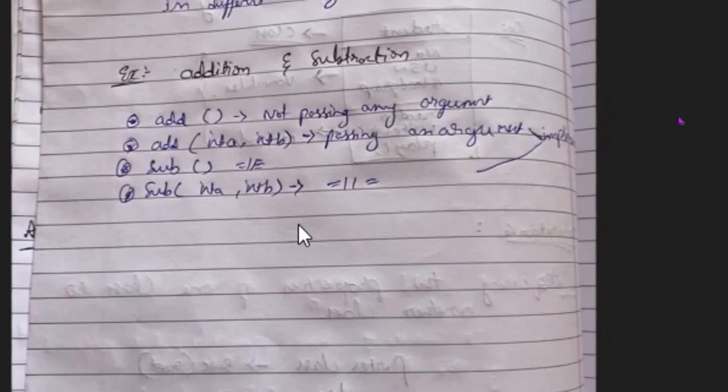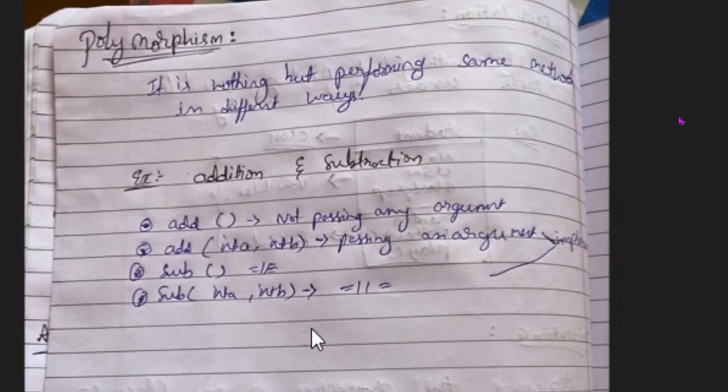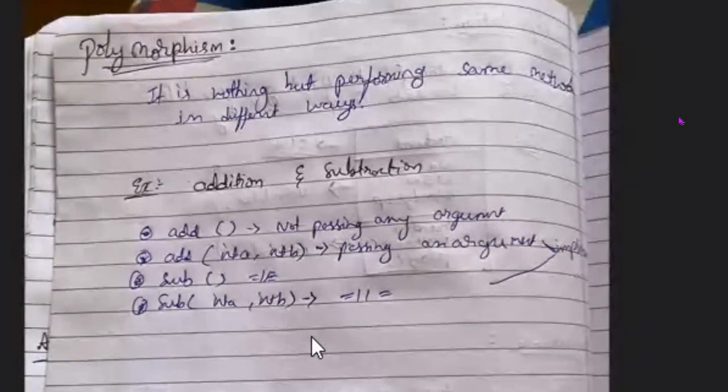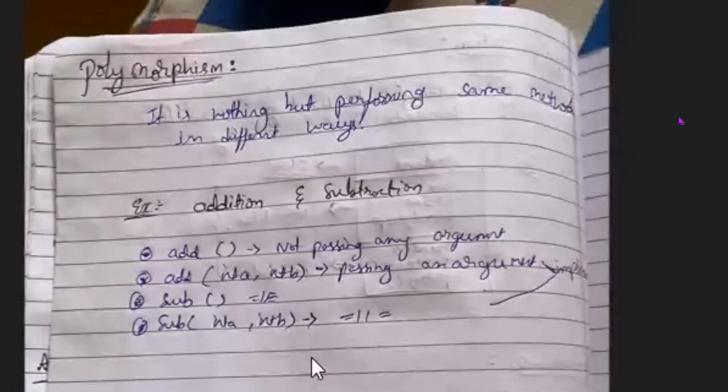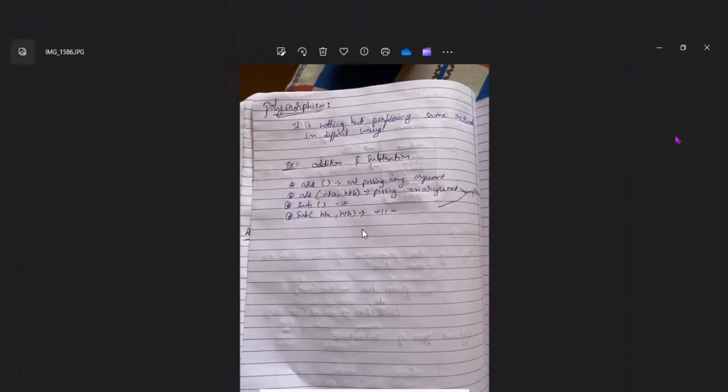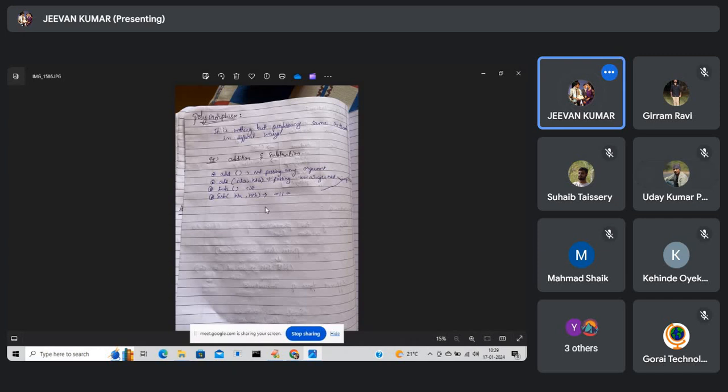Then next is polymorphism. Polymorphism is nothing but performing some methods in different ways. For example, addition. Sir, shall I explain through the program, sir? Yeah, you can explain the text what you are doing now, and after that, you can go for the program. Okay, sir.